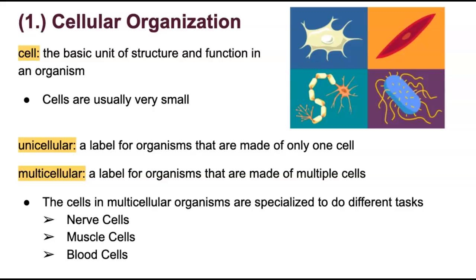This is where things really get interesting because the cells inside multicellular organisms tend to be specialized. They tend to be specially created to do different tasks. For instance, a nerve cell, like this nerve cell you see in the lower left-hand corner of the picture on the screen, is designed to carry messages from the brain to the body and back to the brain again. Nerve cells allow us to sense and respond to our surroundings.